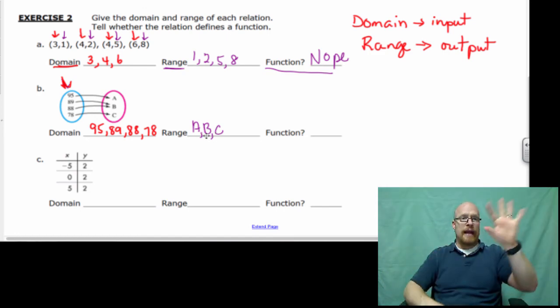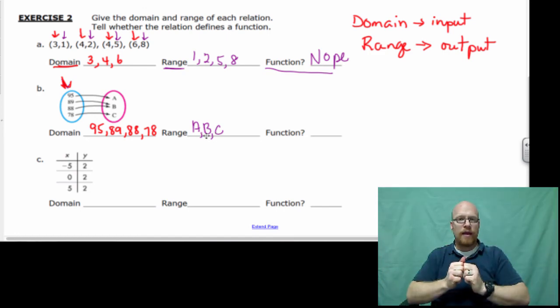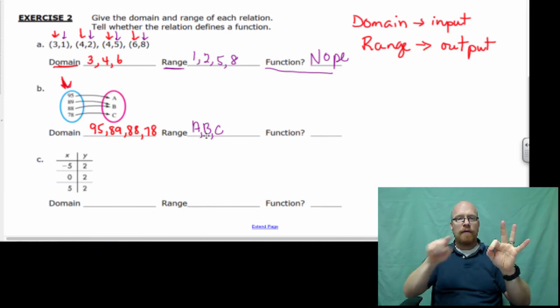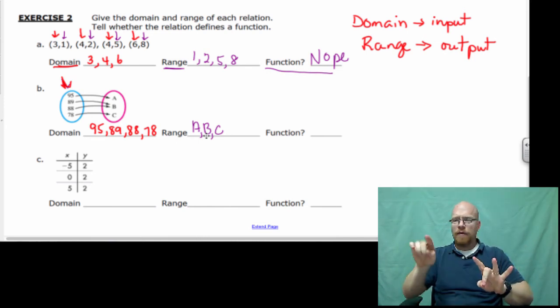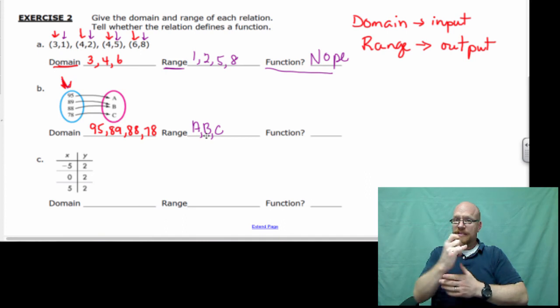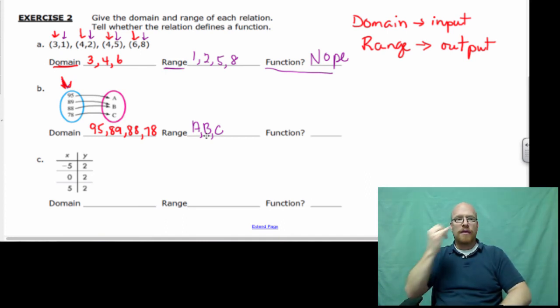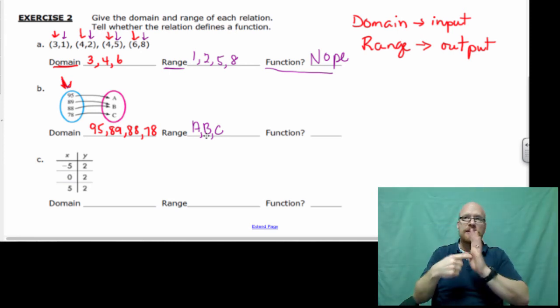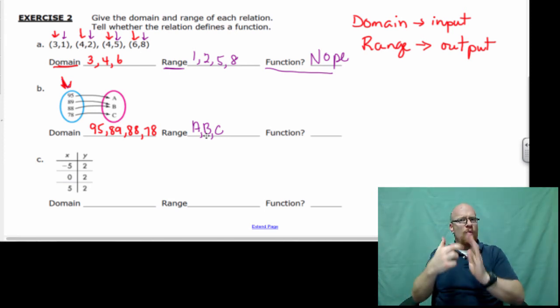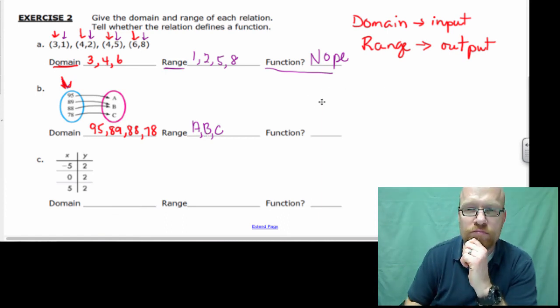Okay, now we can see 95 is an A, 89 is defined as a B, 88 is also a B, and that's okay. Because if you were to give me 89, I know it's a B. If you gave me 88, I know it's a B. It's not like it's a B sometimes, or it's a C sometimes, or an A. No, it follows the rule. It's a function. This works.